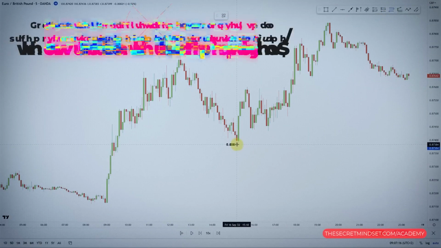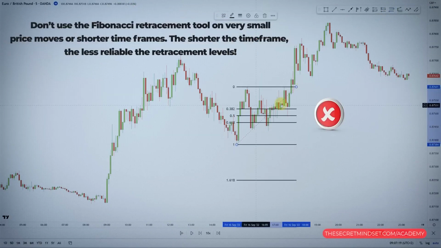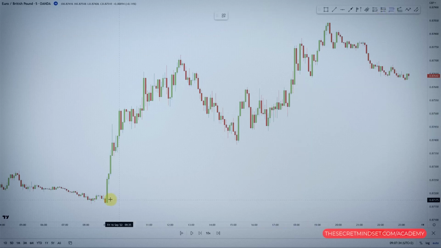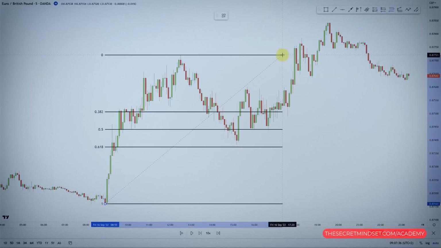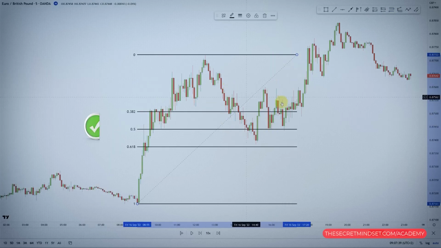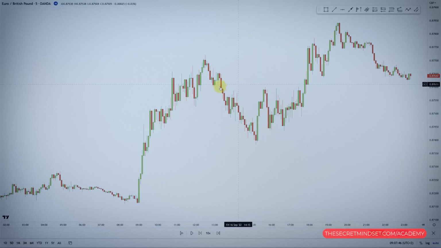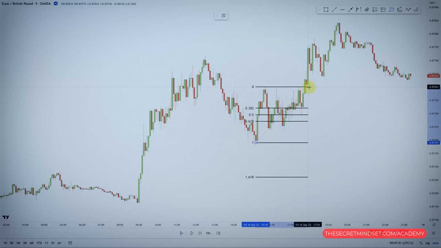Also, don't use the Fibonacci retracement tool on very small price moves or shorter timeframes. The shorter the time frame, the less reliable the retracement level, making it very difficult for you to really pick and choose what levels can be traded. Try to focus on the larger timeframes when you apply Fibonacci levels. Further, if you use the Fibonacci tool on very small price moves, it may not provide much insight. The levels would be so close together that almost every price level appears important.